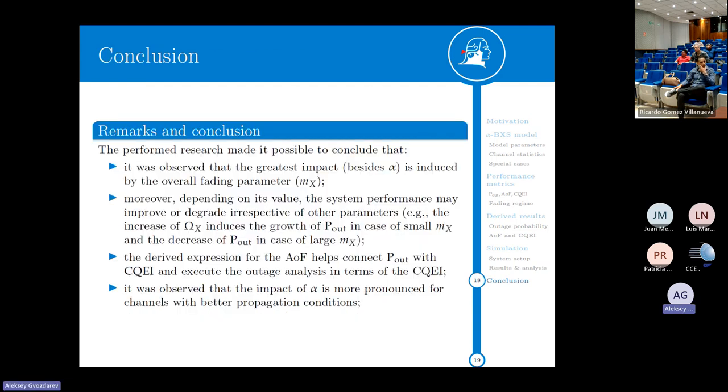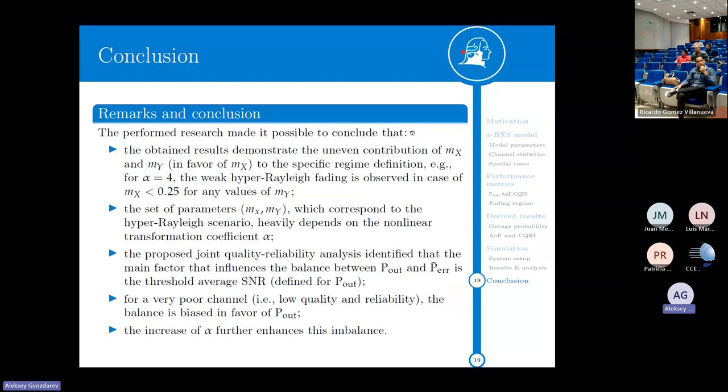Summarizing all the above and concluding the performed analysis, I'd like to give some closing remarks. First, the research presents and numerically verifies the derived closed-form outage analysis of a wireless communication system functioning in the presence of multipath fading described by the AlphaBX shadowed model. And second, the performed numeric simulation demonstrated strong impact of nonlinearity coefficient alpha and overall fading intensity Mx on all of the assumed quality metrics.